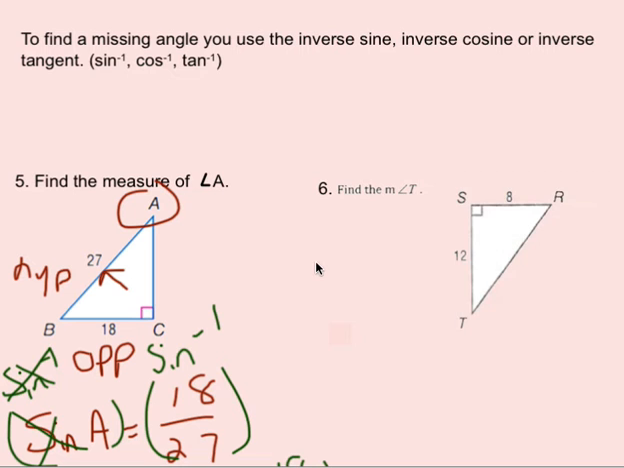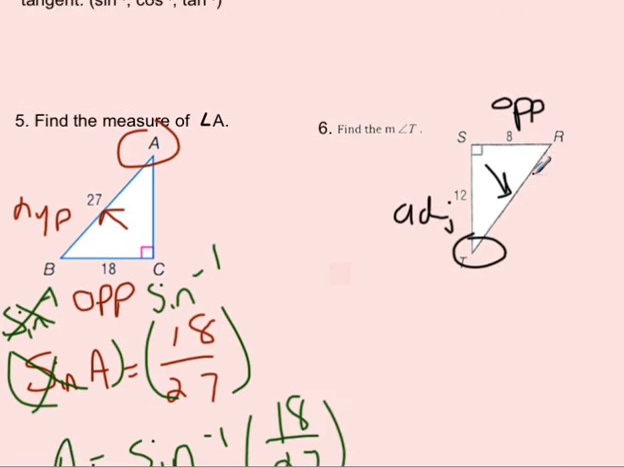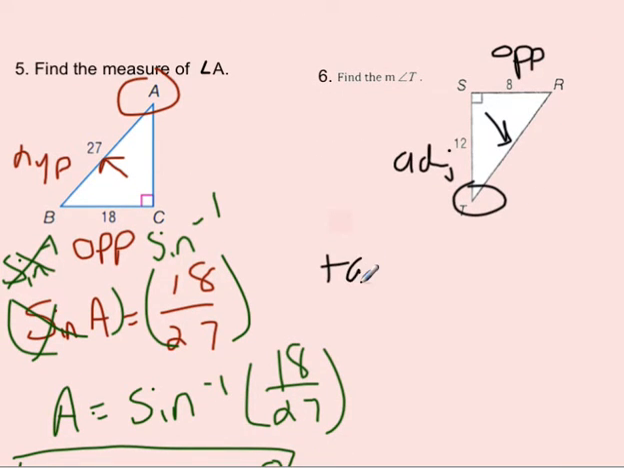So it wants to know the measure of angle T. Well, what do we know in reference to T? Well, this is adjacent to T. We don't know anything about the hypotenuse, but we do know the opposite. So we know the opposite and adjacent. What function uses opposite and adjacent? Tangent does. So we know that tangent of T is equal to our opposite over our adjacent.